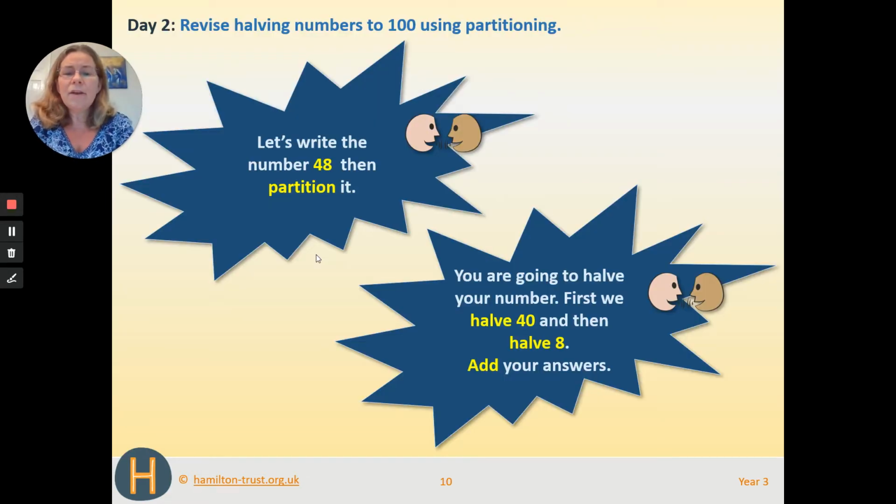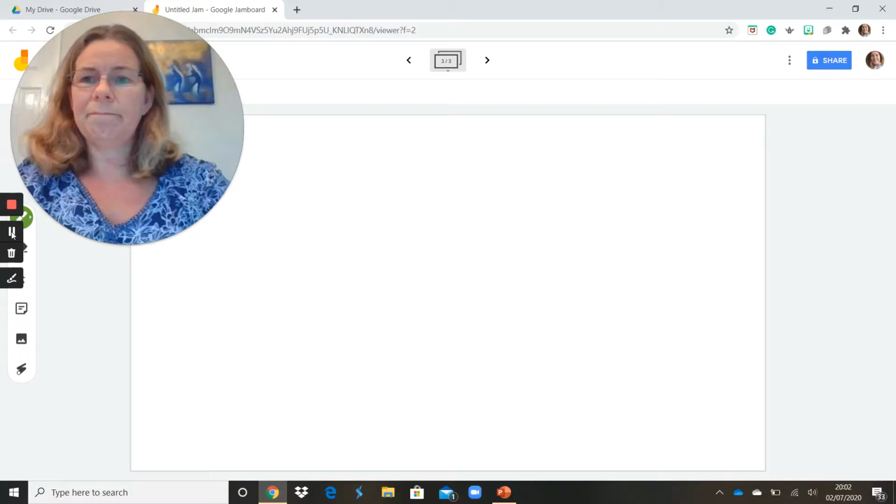Great. Let's write the number 48, then partition it. So you should have partitioned it into 40 and 8. You're going to halve your number. First we halve 40 and then we halve 8. And then you add your answer together. Let's have a look together now.